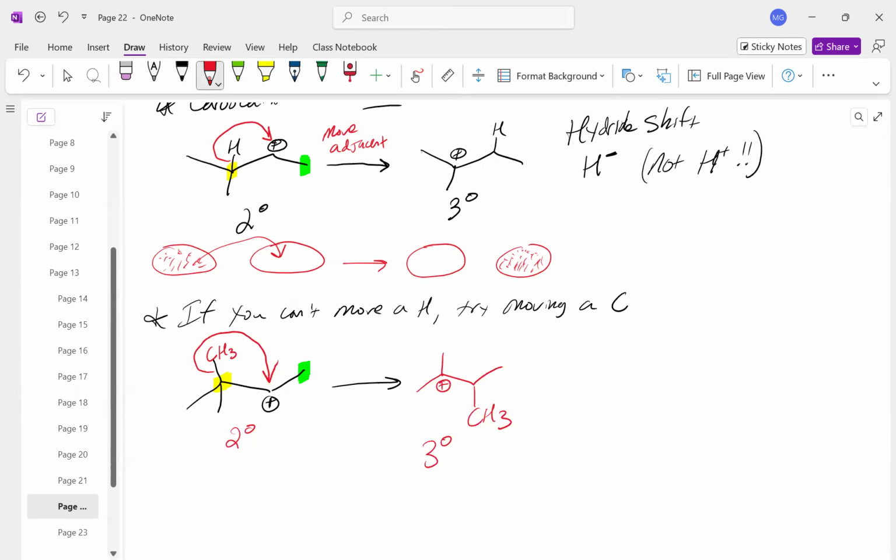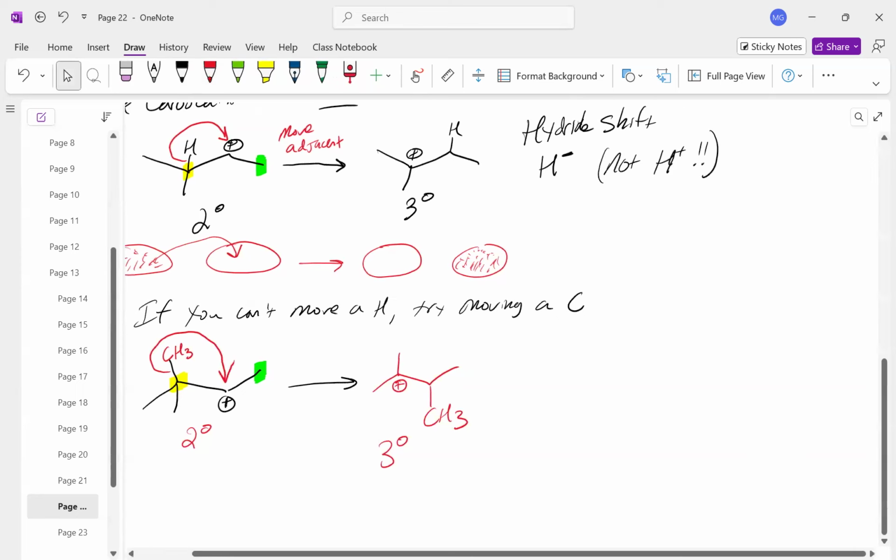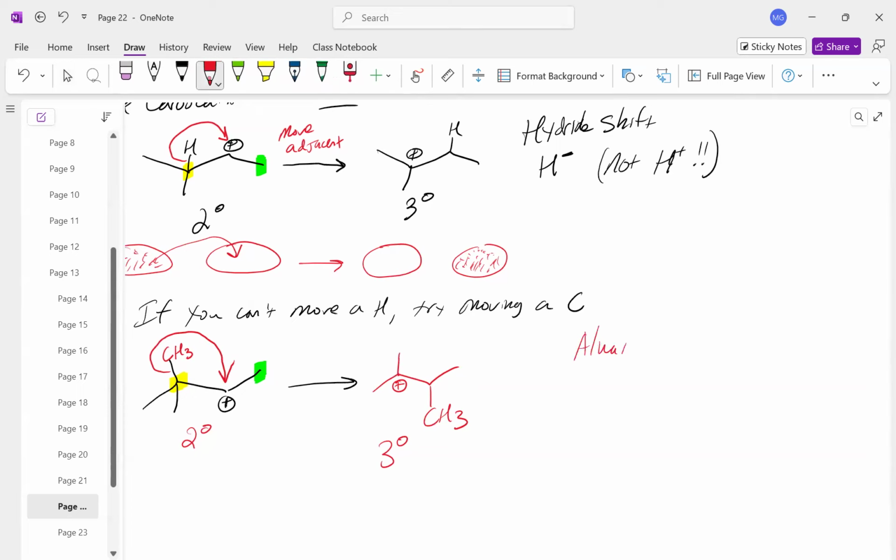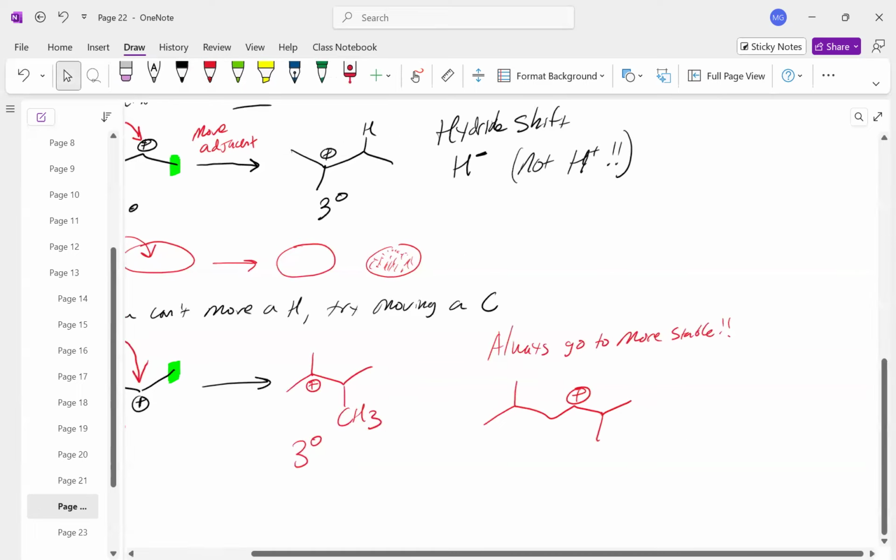Now, before I do some more examples of this, I want to highlight some, I don't want to say special cases, but some interesting cases. The key thing is you always go to something more stable. Never equal instability or less stable. Okay, so what do I mean by that? Let's take a look at this compound here. And I got a carbocation. If there is a more stable option, that carbocation will rearrange.